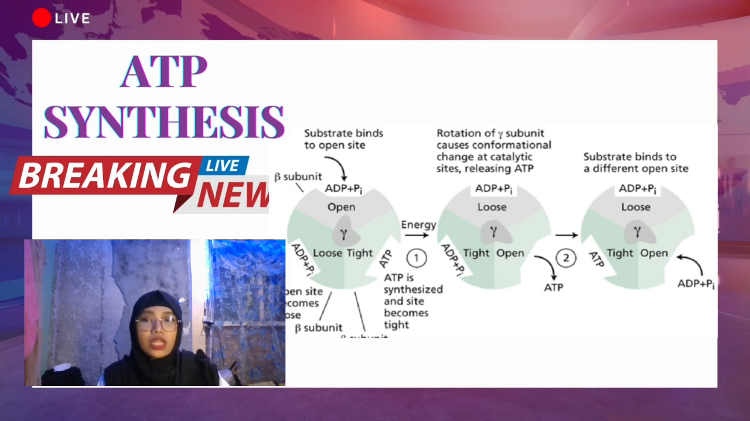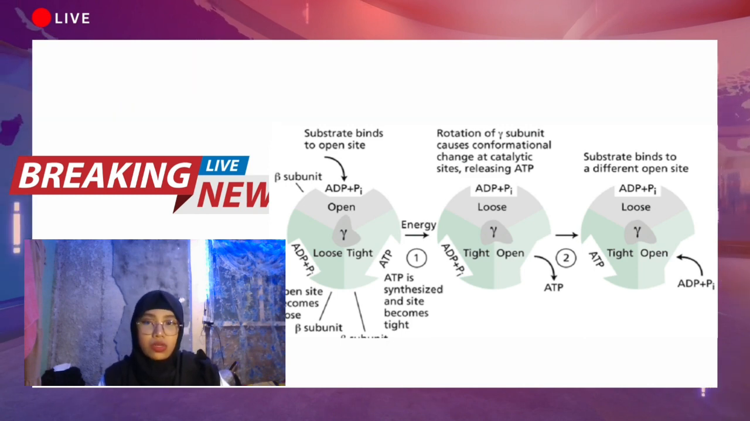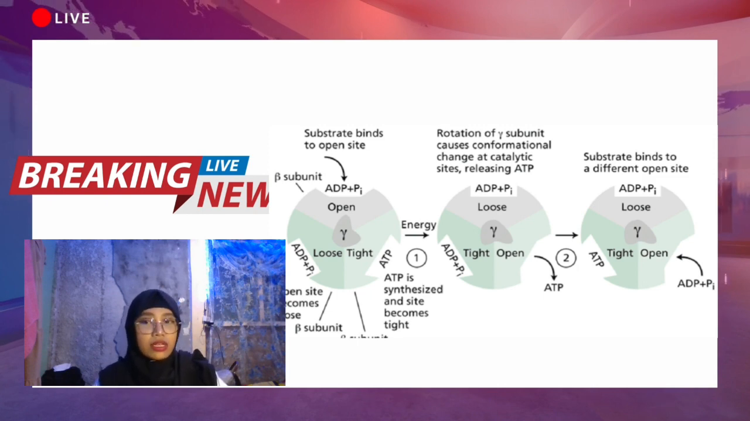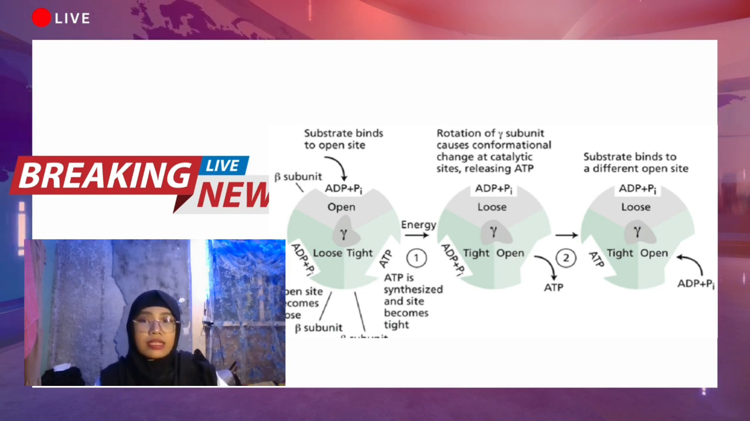The binding change mechanism as seen from the slide of the F1 complex. There are three catalytic sites in three different conformations: loose, open, and tight. For clarity, only the three beta subunits are shown. Substrate ADP plus Pi initially binds to the open site and is converted to ATP at the tight site. In step 1, rotation of the gamma subunit causes a conformational change, resulting in a change in the conformation of the sites. As a result, ATP is released from the enzyme. In step 2, substrate again binds to the open site, and another ATP is synthesized at the tight site.